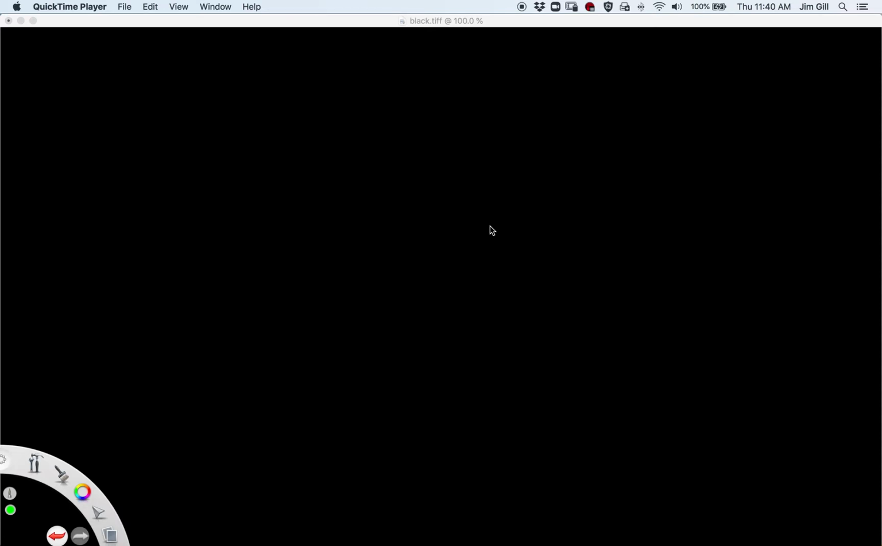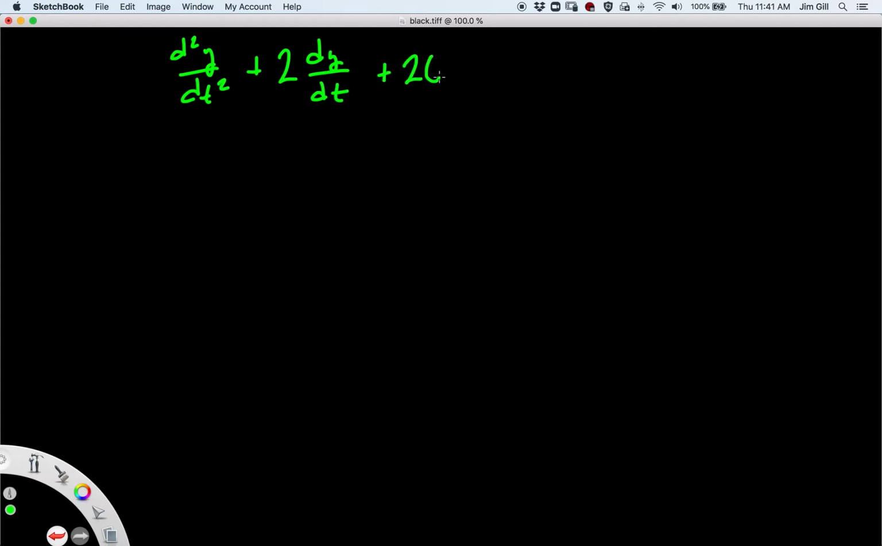Today we're going to talk about impulse forcing. Let's take a look at a damped harmonic oscillator. So the second derivative of y plus 2 times the first derivative of y plus 26 times y is equal to 0. All right, this is our homogeneous equation.